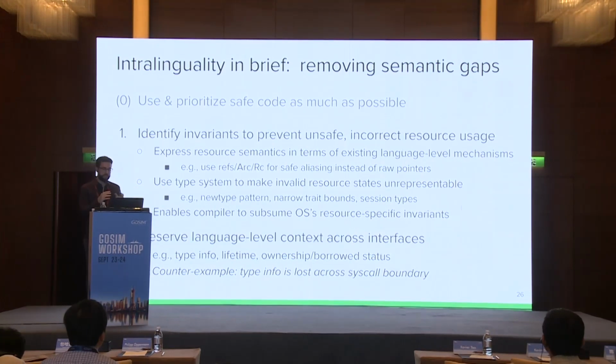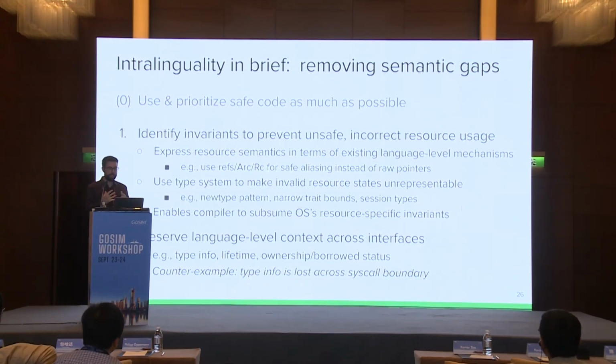Another thing that we do is use the type system to make invalid resource states completely unrepresentable, right? So this is things like the newtype pattern, using very narrow trait bounds on functions and types, session types, type states, a bunch of these type techniques to make it impossible for you as a developer to write something that would be invalid for that given resource. What this enables the compiler to do is to subsume, or take under its wing, the OS's resource-specific invariants.